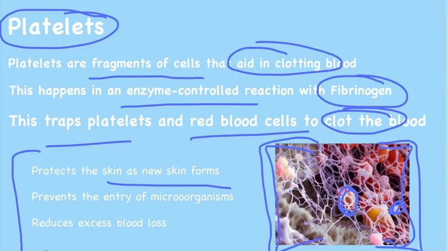It prevents the entry of microorganisms. So you can imagine that when we get cut, this opens a really big hole in the skin which bacteria and viruses can enter. And by clotting the blood, it means that we seal off this hole in the skin and it reduces the risk of infection. And finally, probably the most obvious thing that clotting the blood does is that it reduces excess blood loss. So you can imagine if we've got a cut, the reason that all of our blood doesn't leave through that cut is because our blood will clot, which stops excess blood loss, which could have very, very harmful effects on us.